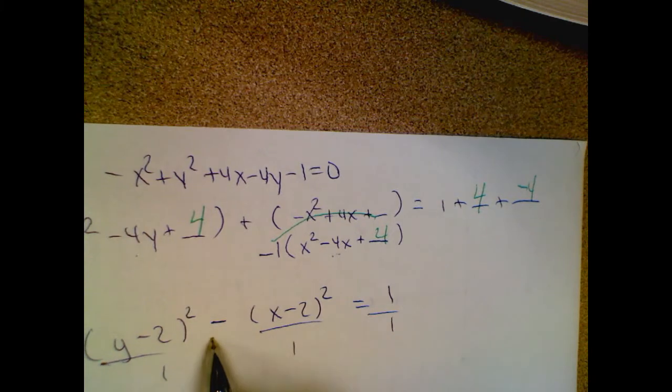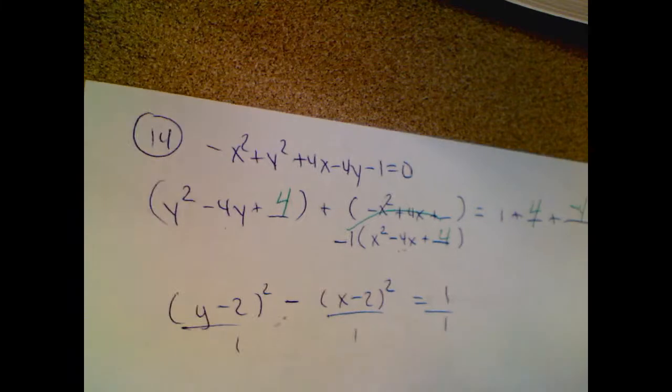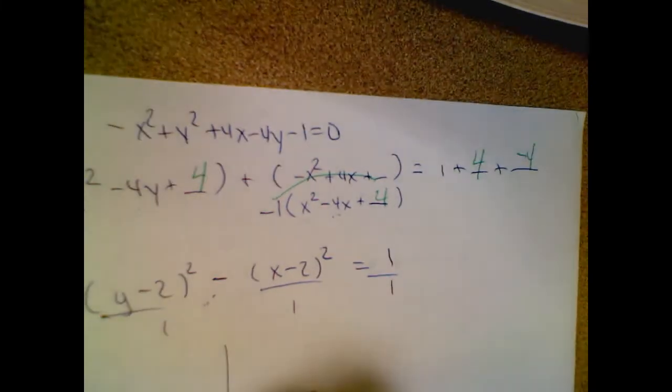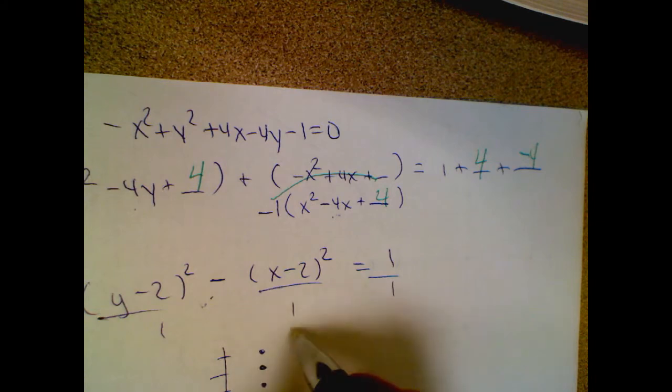Now, if this was a plus, this would be a circle, but it's not. It's a minus, so it's still a hyperbola. The center is 2, 2. You're going to go up 1 for a vertex and down 1 for a vertex. So it's going to be opening up and down.